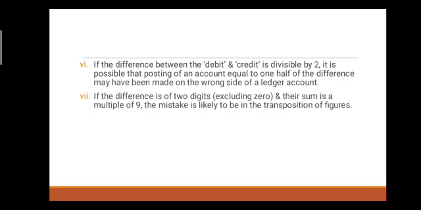Seventh, if the difference is of two digits excluding 0 and their sum is a multiple of 9, the mistake is likely to be in the transposition of figures. For example, if a debit of, say, rupees 1495 has been posted as rupees 1459, the credit side of the trial balance will exceed by rupees 36. Thus, a difference in the trial balance divisible by 9 may help in detecting the errors by re-examining the entries.